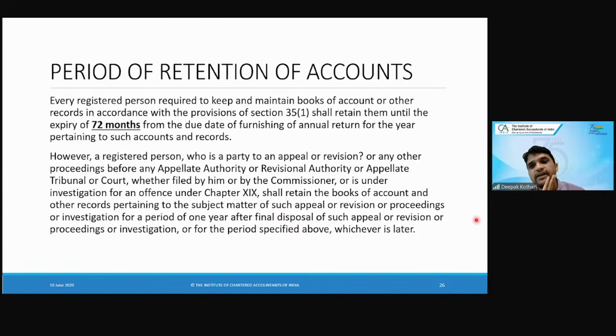Okay. After expiry, can it be destroyed? Yes. After 72 months, it can be destroyed.